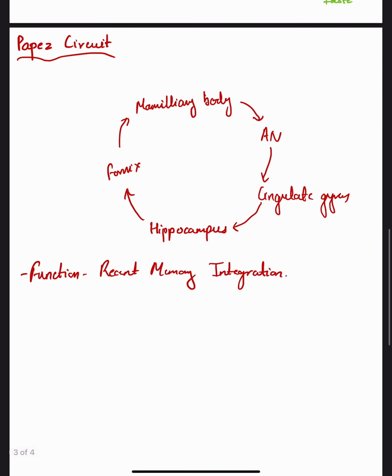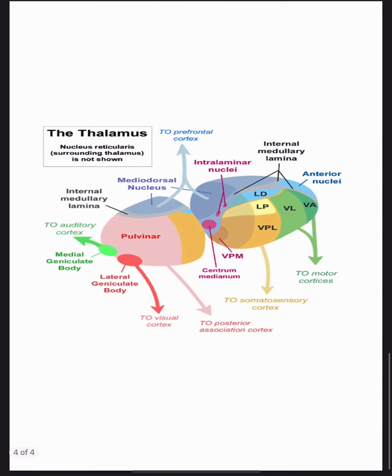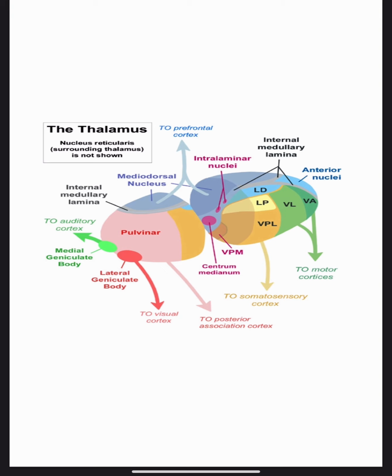We have established the Papez circuit, and in summary, this is the reason. This is the same explanation that I showed you via schematic drawing, and we can further summarize it. This Y-shaped portion is the internal medullary lamina, which divides into the anterior portion, the medial portion, and the lateral portion. Anterior, so here we have the anterior nuclei, and we have the ventral anterior and the ventral lateral nuclei, which go to the two motor cortices, areas 4 and 6.